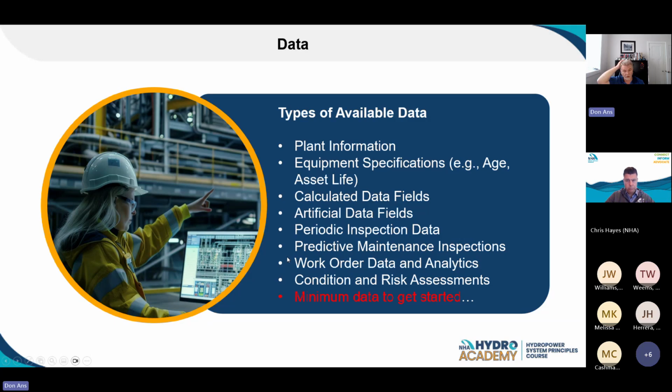Now, what you may find, and I'm sure you're going to in your system, is you've got data all over the place. So you've got plant information, you've got your equipment specs, you've got calculated data fields, you've got artificial data fields, periodic inspection data, your predictive and maintenance inspections, work order data, condition and risk assessments. You've got stuff all over the place, and some of it's integrated, some of it's not. So you have to really make sure that you don't get too hung up in all of this with everything. And that's why, in my mind, there's a minimum data to get started.